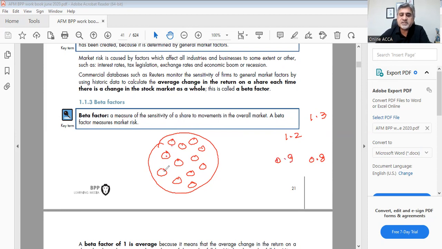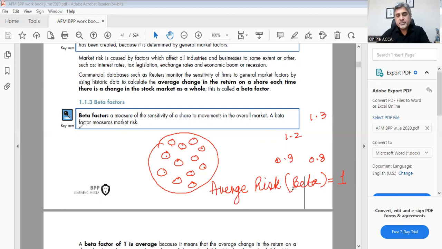So all of these businesses present different levels of risk, which means they have different values for beta. If you find their average risk, we call it the average risk presented by the market. And for the average risk, the beta value is always equal to 1. So when I say beta value 1, it means that this is the average risk presented by the market.